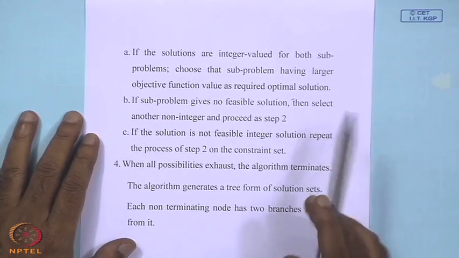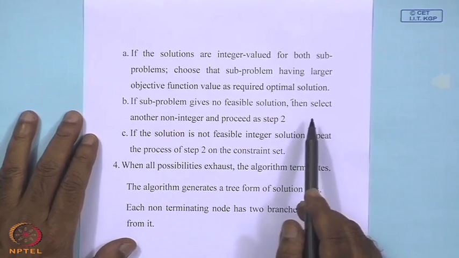Whenever you solve two subproblems, you obtain two different optimal solutions. If both are optimal and the basic variables contain only integer values, then from the two subproblems you take the optimal solution for which the value of the objective function Z is maximum. This is the easiest case.